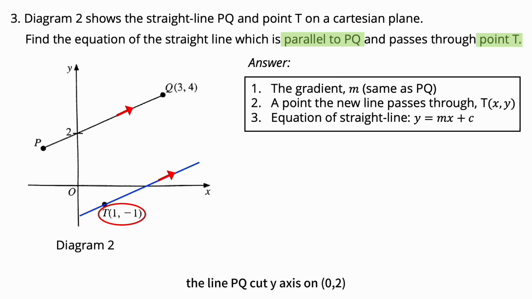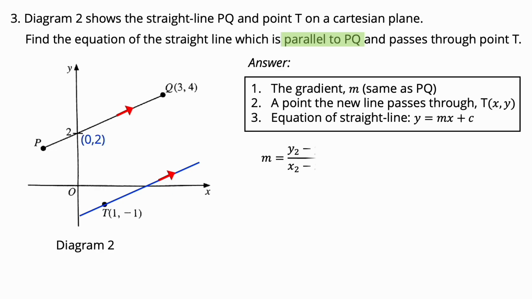The line PQ cuts the y-axis at 0, 2. Find the gradient of PQ. Gradient equals y2 minus y1 over x2 minus x1. Gradient of PQ equals 4 minus 2 over 3 minus 0 equals 2/3.